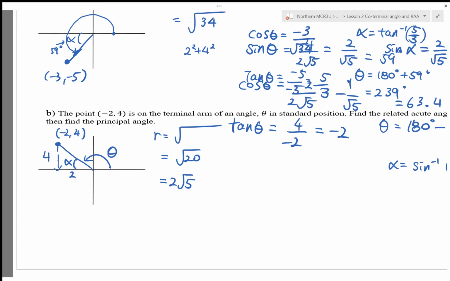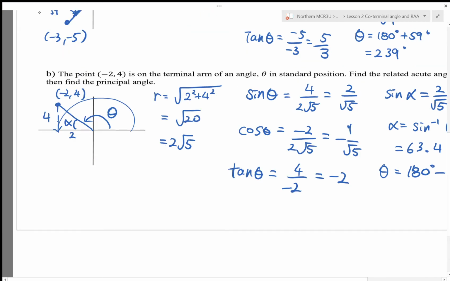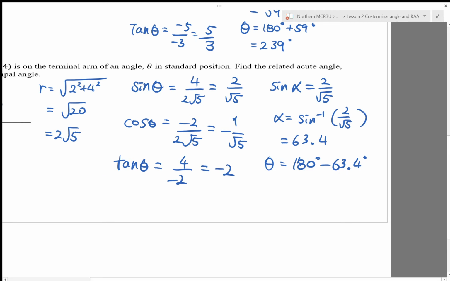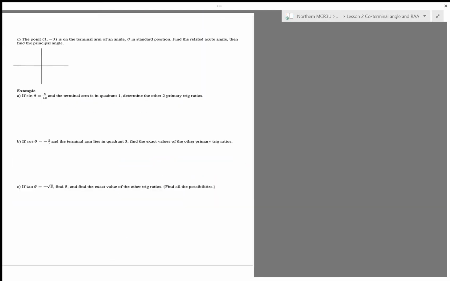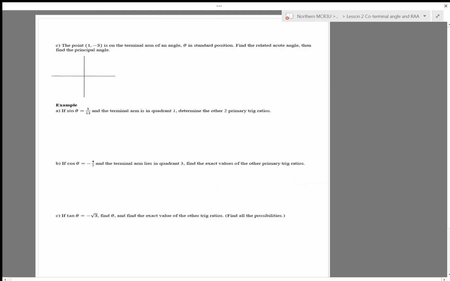a rotation that's less of the reference angle from the 180 degrees. That's why we're subtracting this. So this then becomes 16.6 degrees. So that's how we find the reference angle and the principal angle when the point is given to you. And these are basically the same.